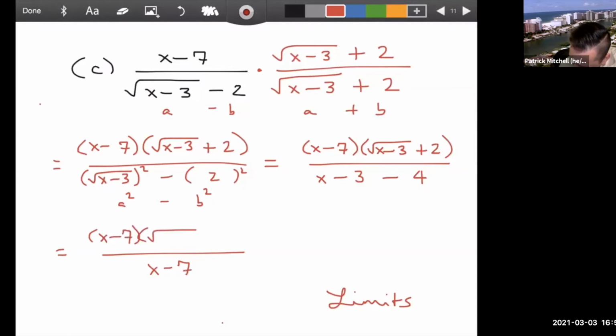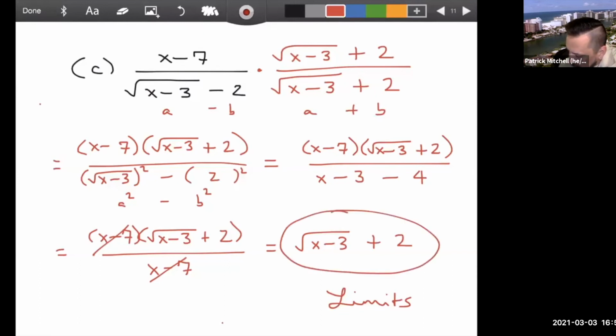This is the kind of thing that tends to happen when we do this problem in calculus. Stuff starts to cancel. All right, so goodbye x minus 7. That just leaves us with the square root of x minus 3, add 2. So now if I was still wondering, what does this expression look like when x is close to 7? Well, now I can plug 7 into this new expression, and 7 minus 3 is 4. The square root of 4 is 2. 2 plus 2 is 4. So it means that the original expression when x is near 7 would be close to 4.